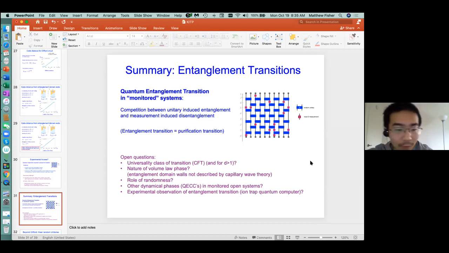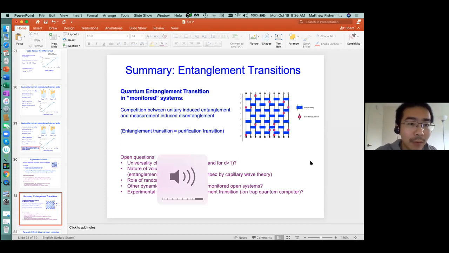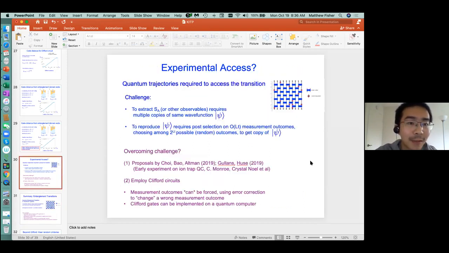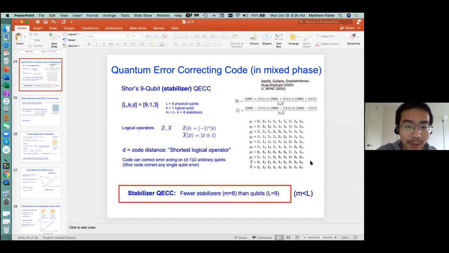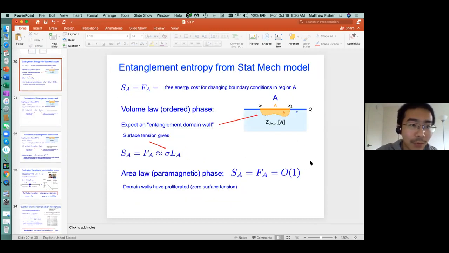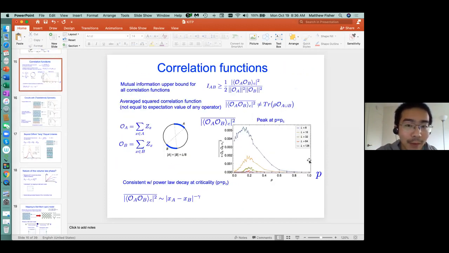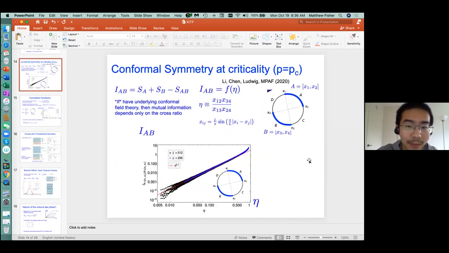Okay, I can ask a question. So Matthew, you show the evidence of conformal invariance by showing that the mutual information is a function of the cross ratio. But I think that is evidence for the conformal invariance on the boundary, but is there evidence for the space-time conformal invariance?